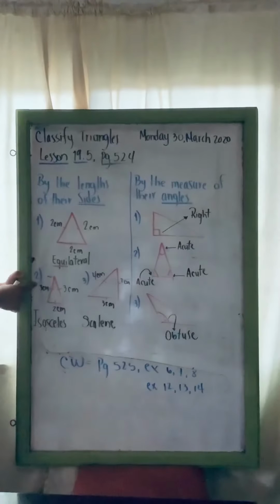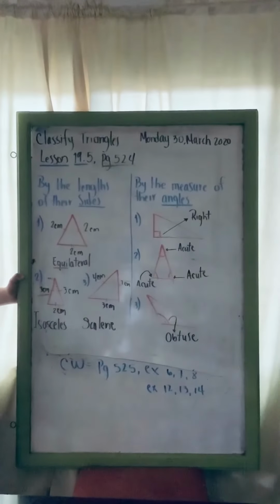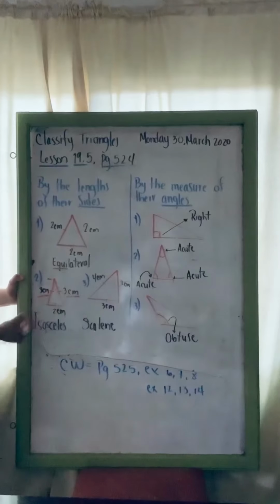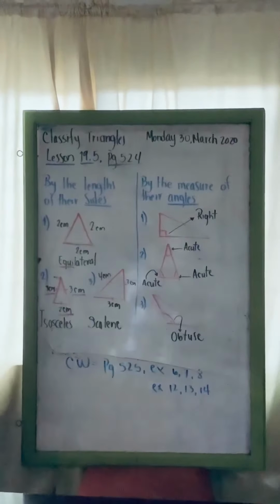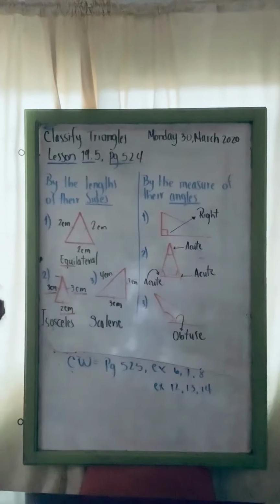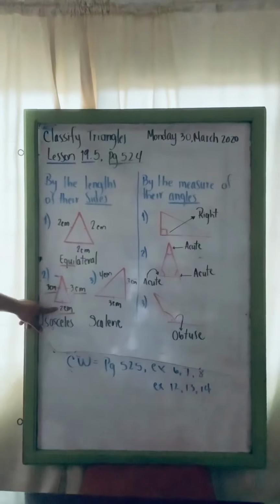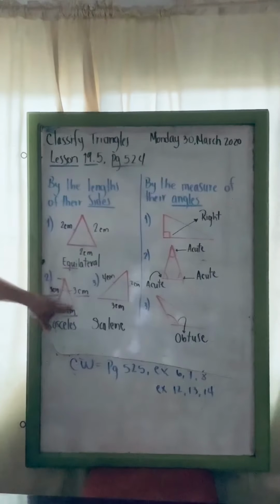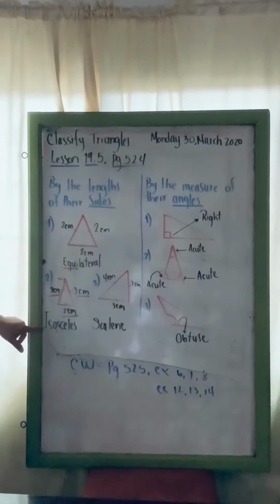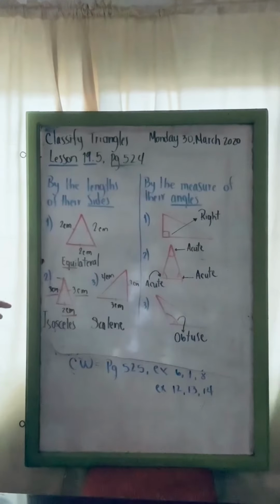Going to the next one, we have this triangle in which the measures are 3 centimeters, 3 centimeters, and here 2 centimeters. In this case, we have only 2 measures with the same size, and one different. 3 and 3, 2. The name of this type of triangle is isosceles. So an isosceles triangle has 2 equal length sides and one is different.